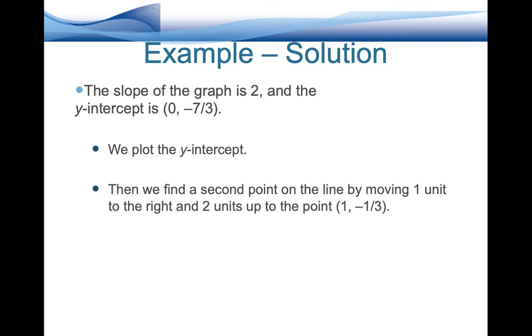That's the y-intercept. If we find a second point on the line by moving 1 unit to the right and 2 units up, because our slope is rise over run, 2 over 1, because the slope, remember, is 2. So the slope is 2 or 2 over 1. So we go rise, up 2, and over to the right 1.